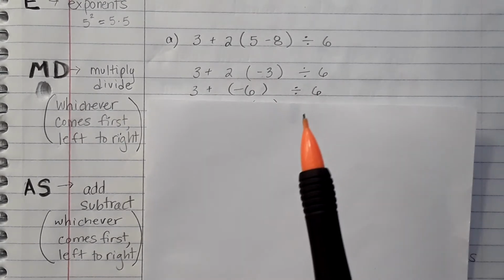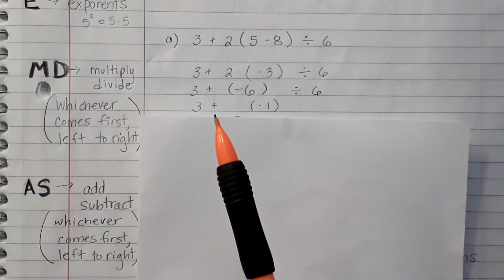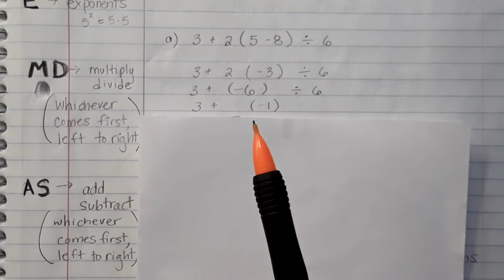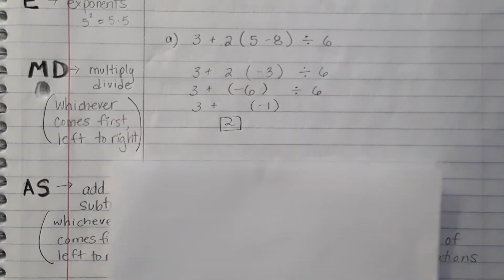-6 divided by 6 is -1. Parentheses, because you can't have two signs next to each other. That's the only reason. We're not multiplying anything. And then finally, there's only adding.